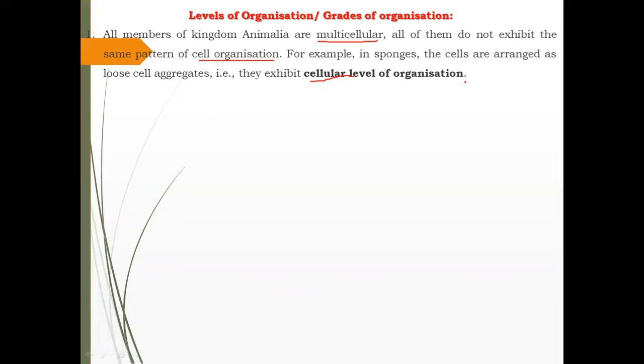Do you understand? You know, the kingdom Animalia shows a large number of diversity, but this diversity keeps their uniqueness or identity regarding their body shape and size. I hope you easily understand what is the cellular level of organization. Just cells are present.